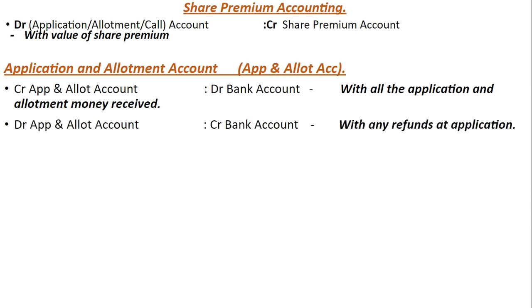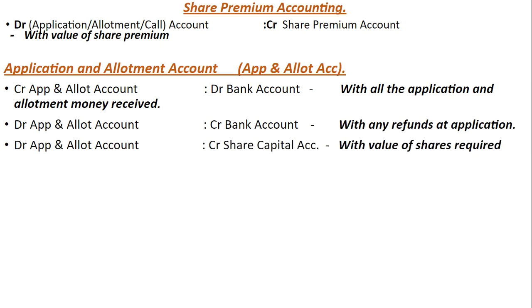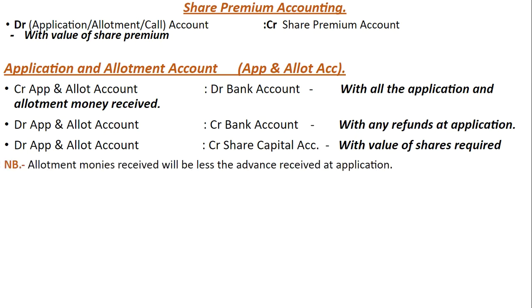You need to debit application and allotment account and credit bank account with any refunds at application. You need to debit application and allotment account and credit share capital account with the value of shares required. Point to note: allotment monies received will be less the advance received at application.